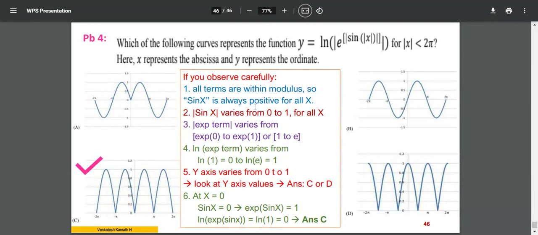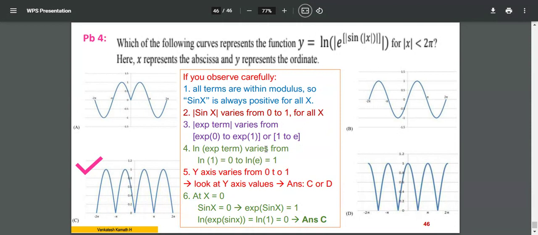So |sin x| is always positive for all values of x. You can see sin x is in modulus, right? Whatever may be the value of x, |sin x| is positive. Next, e power |sin x|. This is a positive term. Always it is e power plus something, and that is again in modulus, so e power |sin x| is also positive. Then ln of a term, ln of e power |sin x|, we get it.